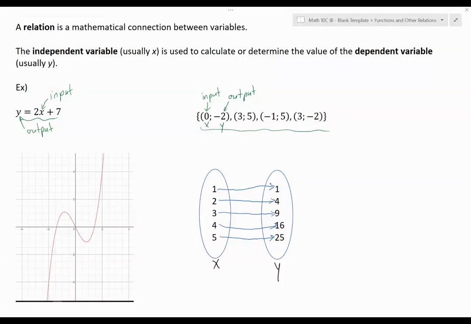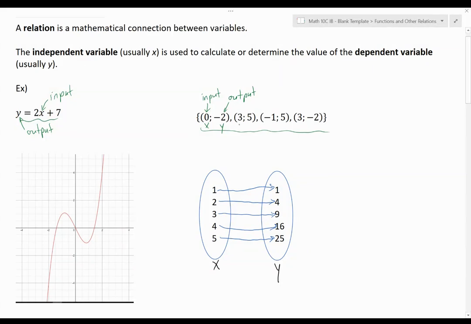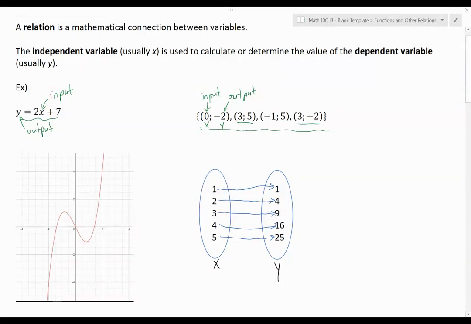In the case of the equation, I could pick literally any input, pick an x value, and calculate a y value. In this case, if I wanted to know the output for an input of 4, that's actually invalid. None of these points have an input of 4, so that doesn't work. If I have an input of 0, I get an output of -2. If I have an input of -1, I have an output of 5. If I have an input of 3, I actually have two possibilities. The output could be 5 or -2. So this relation has two possible outputs for a single input.